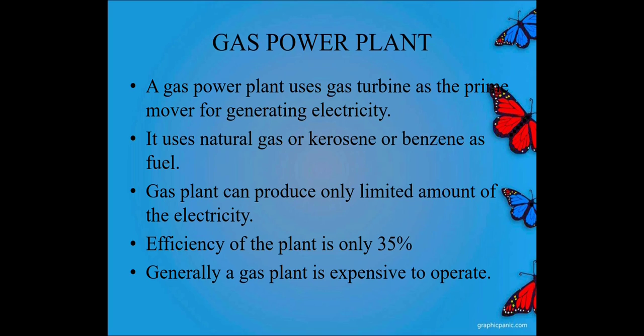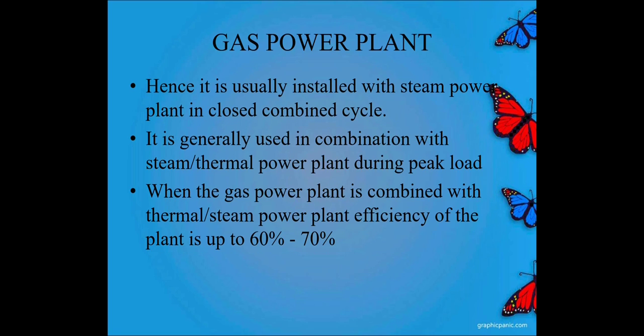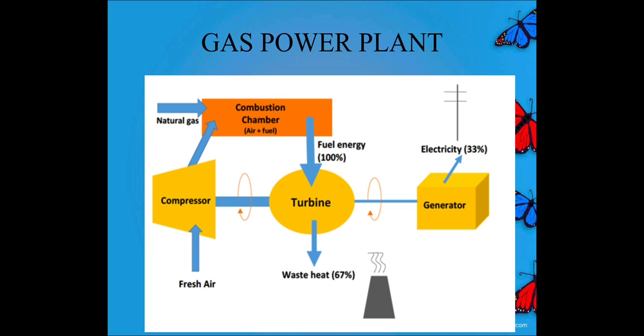Generally, a gas power plant is expensive to operate because it works on the basic principle of an aerospace engine, so its operating cost is high compared to other power plants. A gas plant is usually installed with the steam power plant in a closed combined cycle. Only then is it possible to improve the efficiency. It is generally used in combination with the steam or thermal power plant during peak load. When the gas power plant is combined with the steam power plant, the efficiency can increase up to 70%. This is the layout of the gas power plant.